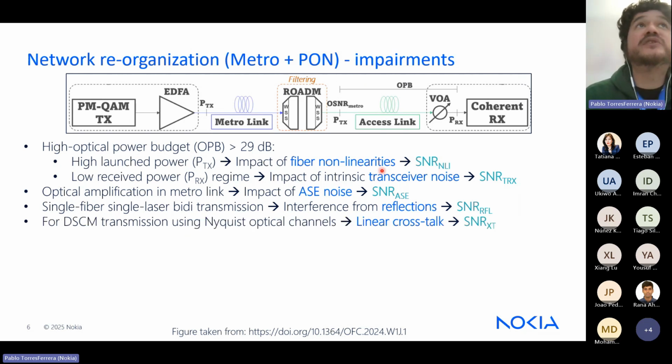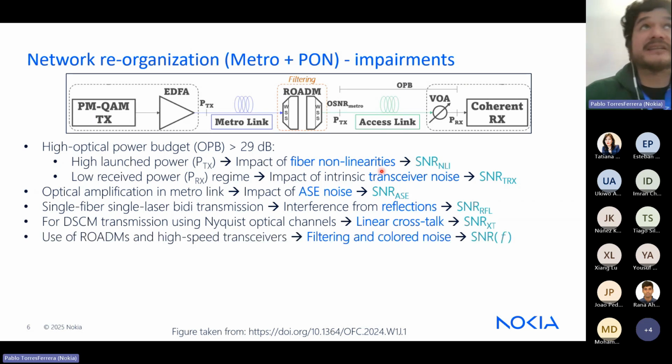The other thing is that if we introduce digital subcarrier multiplexing and use Nyquist optical channels, they are very densely packed, so we start having some linear crosstalk between them. And last but not least, the use of ROADMs and high-speed transceivers introduces filtering considerations: some bandwidth reduction and some filtering misalignment between the signal and the filter from the WSS inside the ROADM, which also colors the noise coming from the amplifiers. This was also not typical for current systems. And then we have a frequency dependency in the SNR of this kind of system.